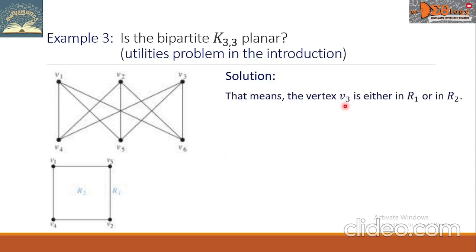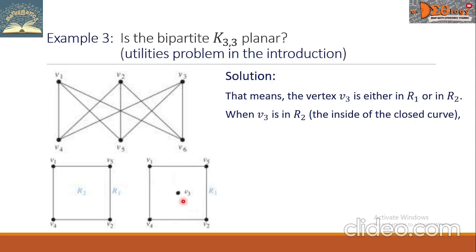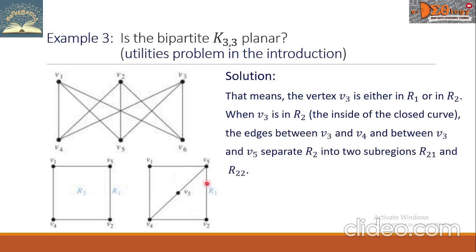That means the vertex v sub 3 is either in r sub 1 or in r sub 2. Let's say v sub 3 is in r sub 2, which is the inside of the closed curve. So we write v sub 3 in here. The edges between v sub 3 and v sub 4 and between v sub 3 and v sub 5 separate r sub 2 into two subregions, r sub 21 here and r sub 22 here.